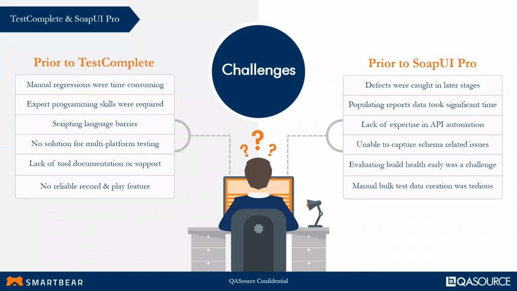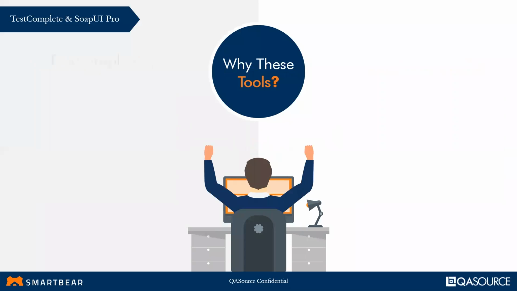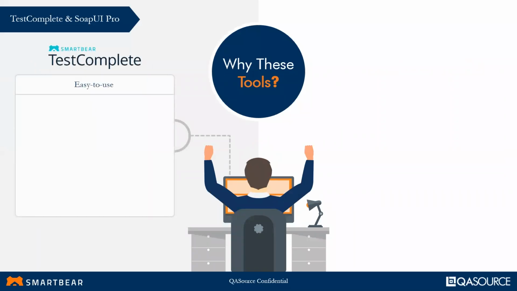Considering all of the above challenges, we evaluated multiple tools available for automation and zeroed in on TestComplete and SoapUI Pro. Let's now discuss what made us select these tools. Starting with TestComplete, some of the key features that it provided, one of the most important ones, was that it was easy to use. It's a fairly simple tool that anyone can use, even those who do not know how to code. It provided a scriptless record and play feature, which allows tests to be created visually, and all recorded actions get converted into a test.